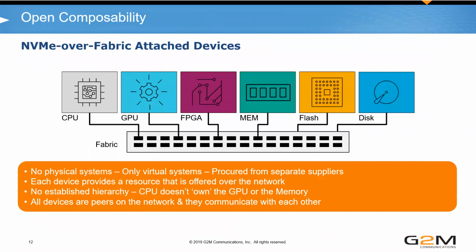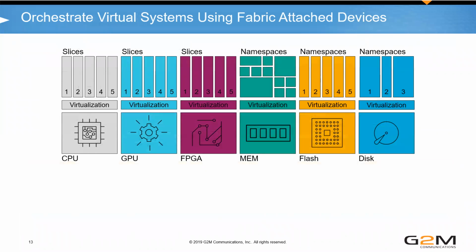Everything's virtualized. They're all peers. The CPU doesn't own the DRAM or the GPU or the flash or the disk. They communicate with each other and allocate portions of themselves, if not all of themselves. But it's a peer network among components that you can programmatically configure. This is kind of a good theory, but how would this work in the real world?